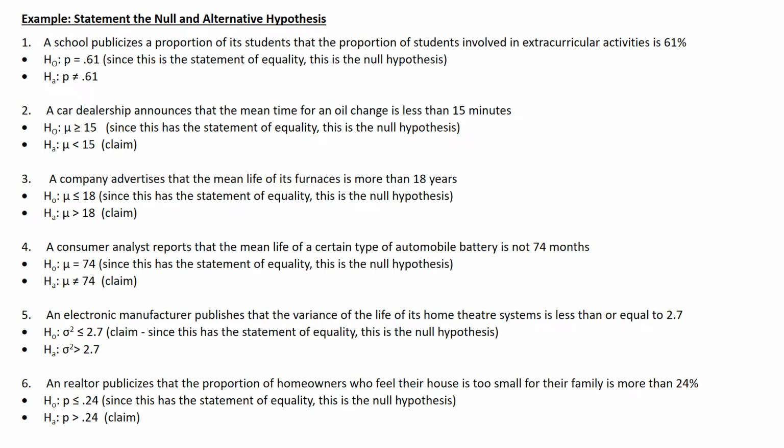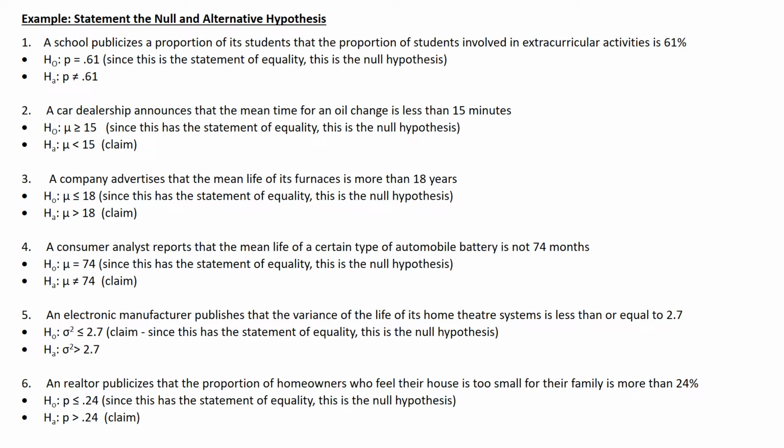A company advertised that the mean life of its furnaces is more than 18 years. So this is more than, not an equality statement. So the claim is on the alternate hypothesis. Mu is greater than 18. Which means the null has to be the equality statement, has to go in the other direction, which means mu is less than or equal to 18.